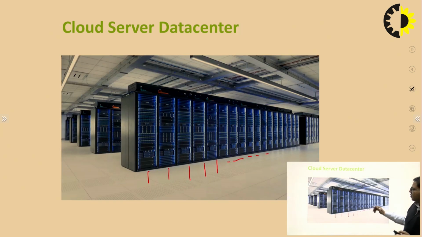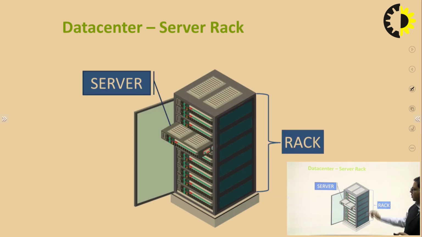If we extract a single rack from this arrangement, it can be shown like this. This rack can have multiple servers like this, 1 2 3 4 5 6. It depends on the size of the rack. Multiple servers can be installed in a single rack. So you can assume a data center can have n numbers of servers, and every server is capable of performing very complex calculations. So just think about the cloud.